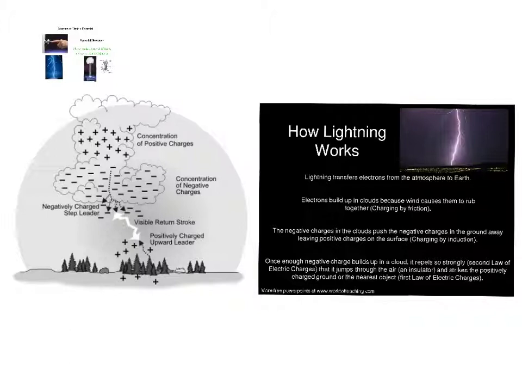Cloud to ground lightning is also a result of charge separation. There, the negative charge in the bottom of the cloud causes a positive charge to accumulate in the ground below. A lightning strike occurs when the potential difference becomes too large for the air to sustain.